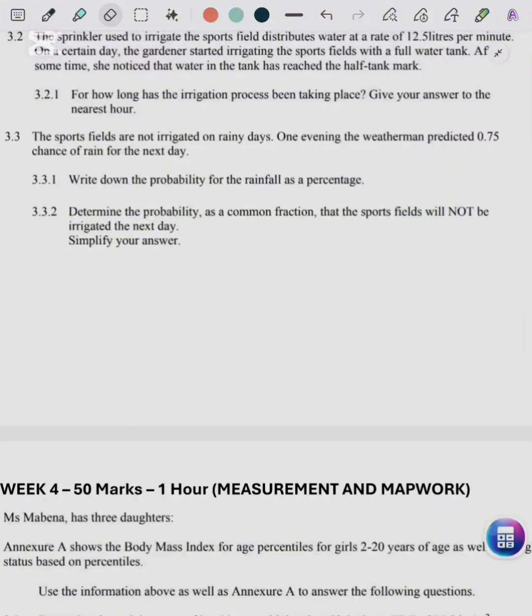Right, 3.3 is a little bit of probability thrown in, because probability can be brought into all parts of your paper. We're told the sports fields are not irrigated on rainy days. On one evening, the weatherman predicted that there was a 0.75 chance of rain the next day. They want you to write this as a percentage. Well, a decimal as a percentage is not too difficult to do. You're just going to times by 100. 0.75 times by 100 is 75%.